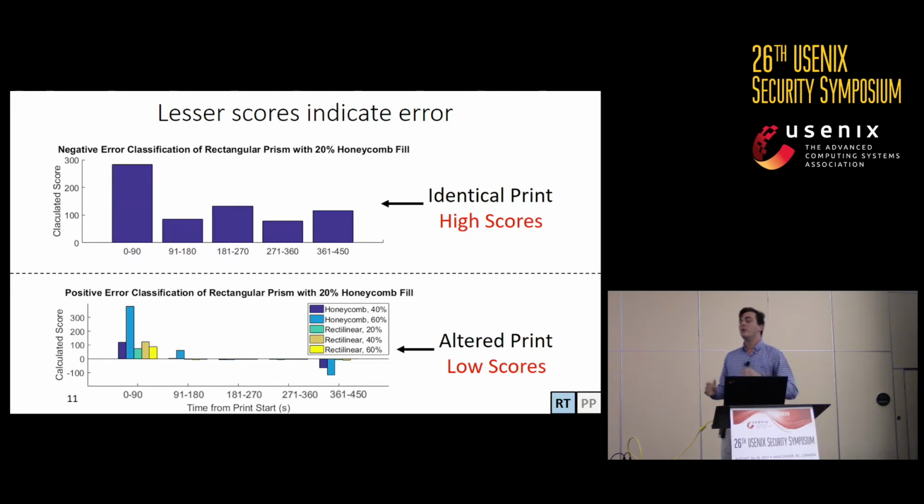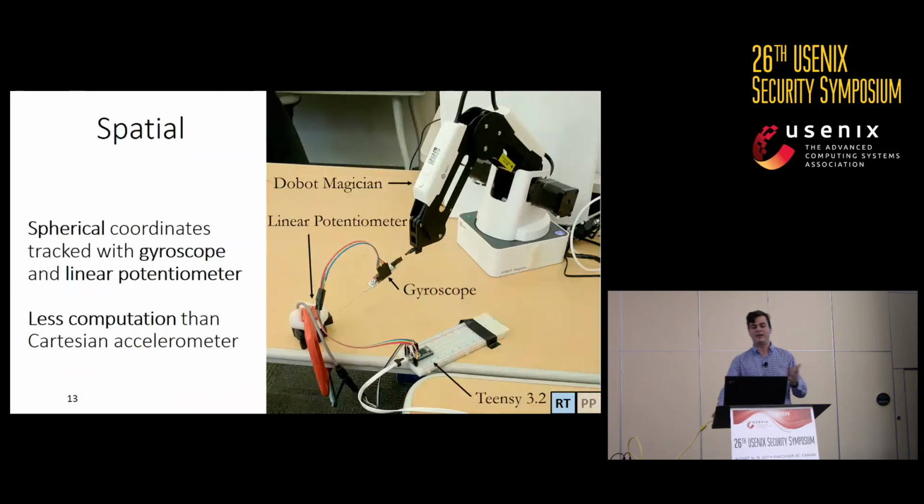Now, on the bottom graph, we manipulated the infill of the prints in several different ways. We changed the pattern and we changed the density. And you can see for the first 90 seconds of the print, everything looks fine. That's simply because the first couple layers are exactly the same regardless of the fill. But once we get to that second 90 seconds, we begin printing the fill pattern, and we see that these values drop to very low negative values. And we can quickly see that there is some kind of error, regardless of what the error is.